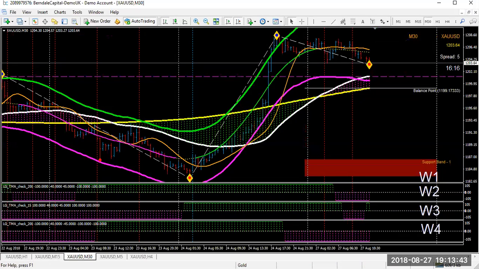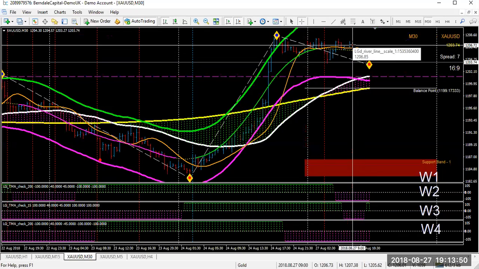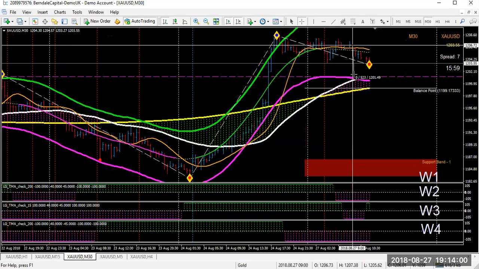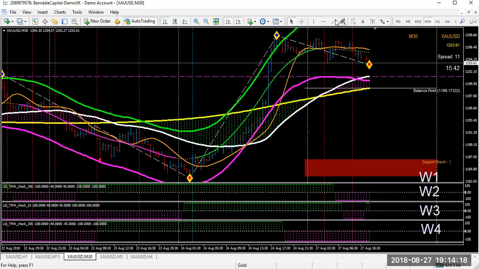Let's do our measurements. Okay, so our measurements, remember, gold M30 is a 50 pip default stop loss. Okay, so 50 pips up and 50 pips down. So we'd mark it there, a line just above the line that we've put on the riverbank, and 100 pips. Okay, so 100 pips is 1196.51.